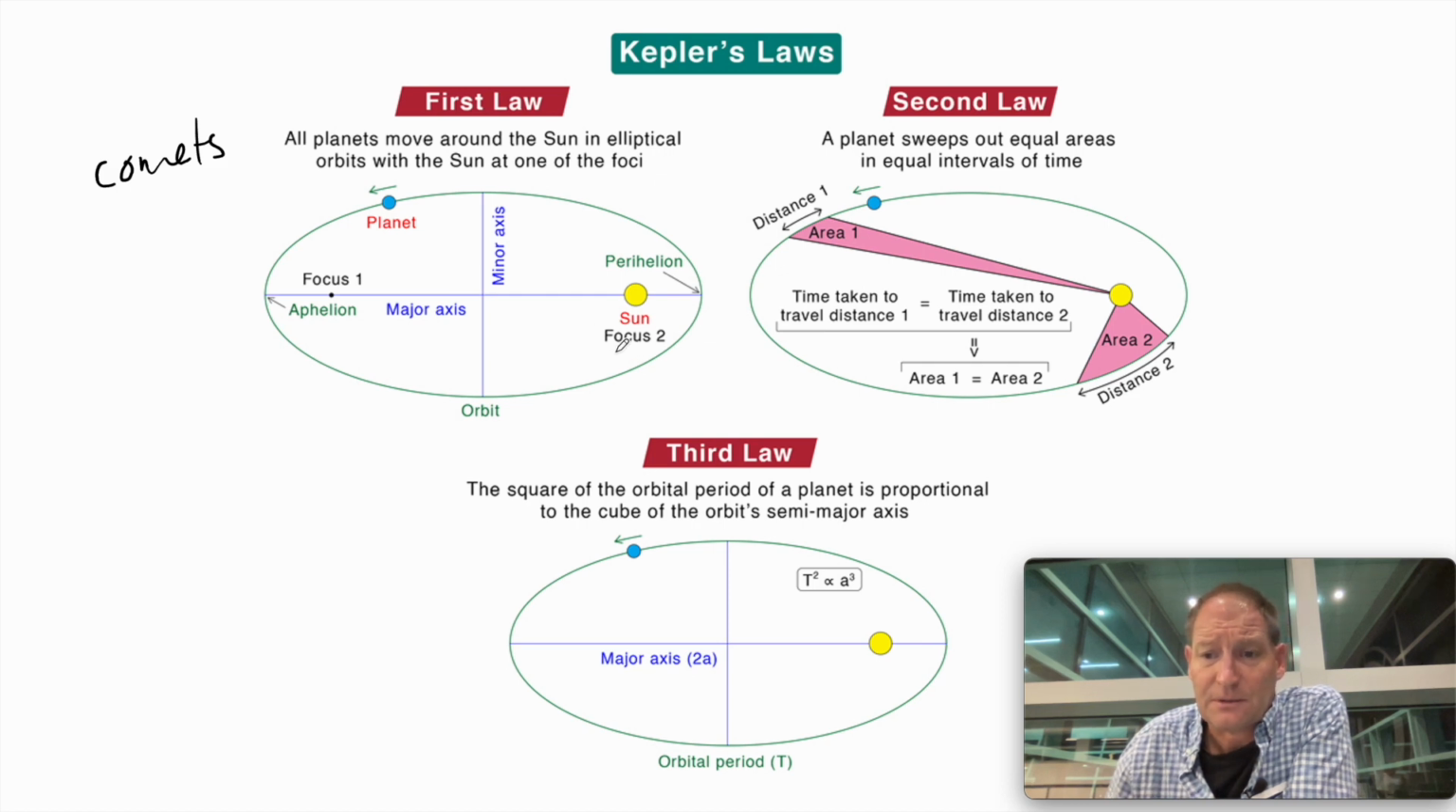Now the Earth's closest point of approach to the Sun is actually in January, so this does not cause the seasons. The seasons are caused by the tilt of the Earth's axis.